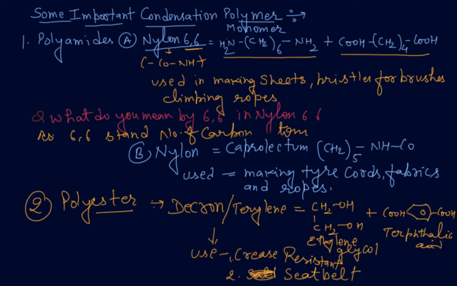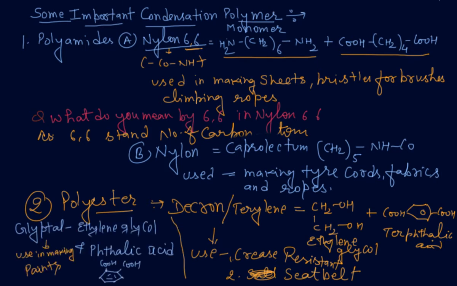Now we are discussing some more. The next is glyptal. It is made up of ethylene glycol and phthalic acid. My dear students, please take note that when we discuss glyptal, its monomers are ethylene glycol and phthalic acid. But when we discuss terylene, its monomers are ethylene glycol with terephthalic acid. In terephthalic acid, a 1,4 linkage is present, whereas in phthalic acid, a 1,2 linkage is present.